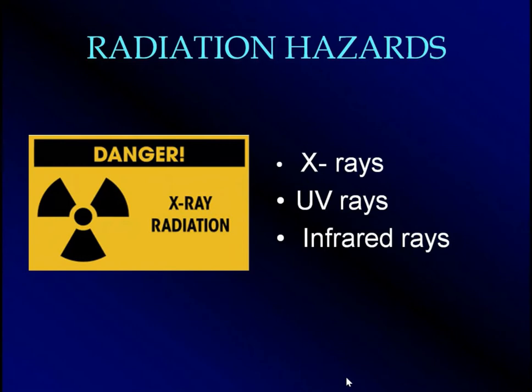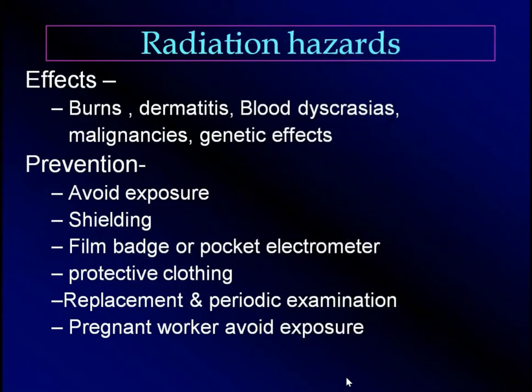So next is radiation hazards. Radiation hazards mainly affect people who get exposed to a lot of radiation, like X-rays, UV rays, and infrared rays. So there are different types of radiation. What are the hazards? The immediate effects are burns, dermatitis, and blood dyscrasia. These are the most common acute conditions, and prolonged exposure to radiation can also cause malignancies and genetic effects. So these are the various effects produced by radiation exposure.